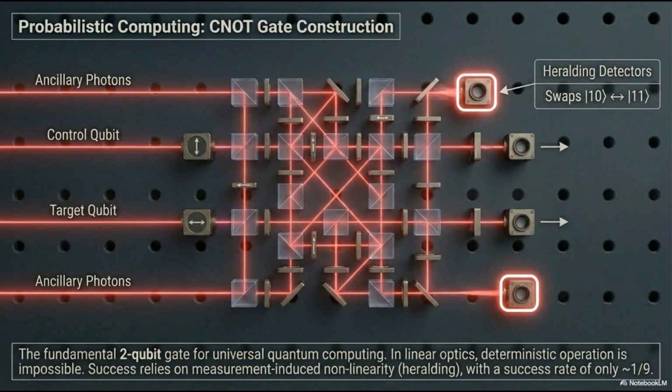The linear optical C0 gate, shown here, works around this limitation by introducing 2 ancillary photon rails, additional photon modes beyond the control qubit and the target qubit, along with an array of beam splitters and phase shifters. The gate exploits a principle called measurement-induced nonlinearity. When the ancillary photons are detected by the heralding detectors, highlighted with bright borders on the diagram, the detection event itself applies the required nonlinear transformation conditionally to the control and target qubit photons.